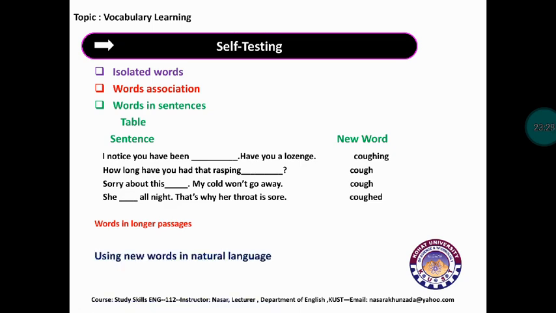Using new words in natural language. We now come to the final stage in the learning process. For most language learners, in natural settings, using the word spontaneously is the final step in knowing it. In formal learning, you can hurry this process up by starting to use the new words, even when you are not forced to as a part of an exercise.